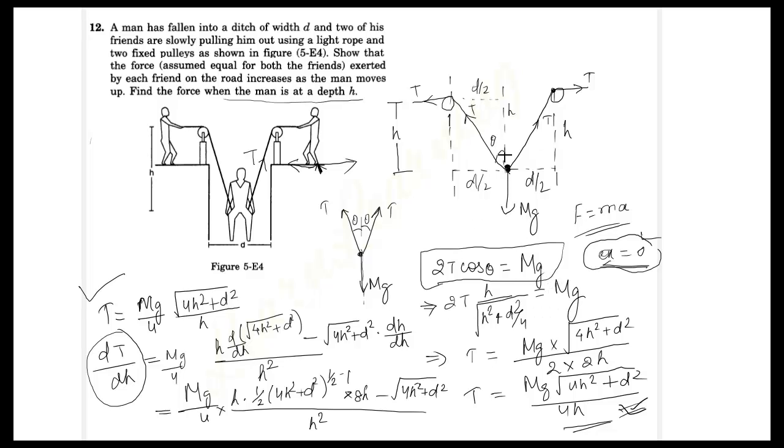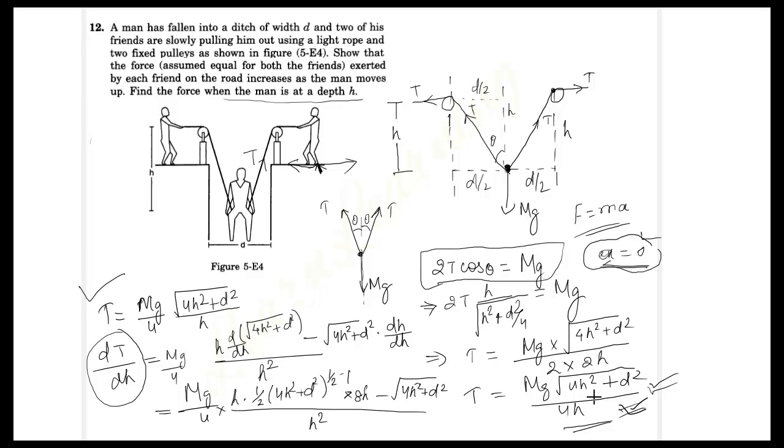So cos theta here will be base by hypotenuse, so it will be h by under root of h square plus d square by 4, that is equals to mg. So we get T here. So this is the tension applied by the string, the tension in the string for the man to be pulled up when the man is at a depth h. Now, we have got tension as a function of h here.